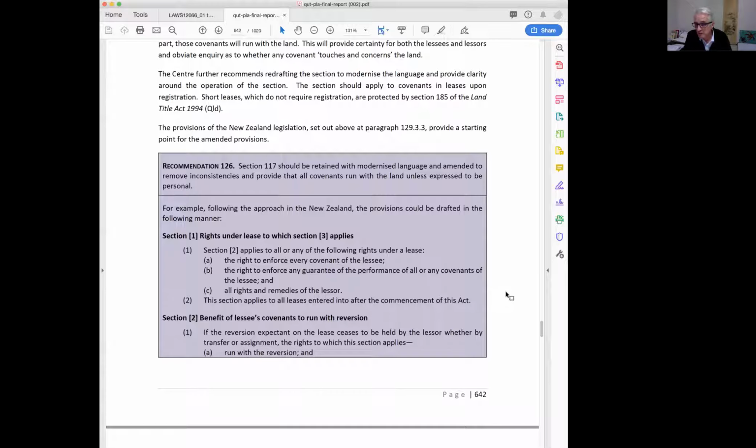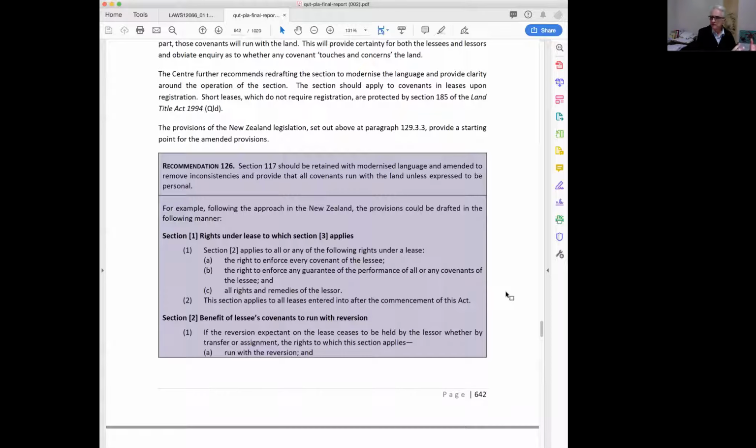Section 117 should be retained with modernised language and amended to remove inconsistencies and provide that all covenants run with the land unless expressed to be personal. So basically, to provide clarity, all covenants will actually run with the land following an assignment, except if it's specified that they are personal. Now remember, these are reform proposals. It doesn't constitute the law at the moment.